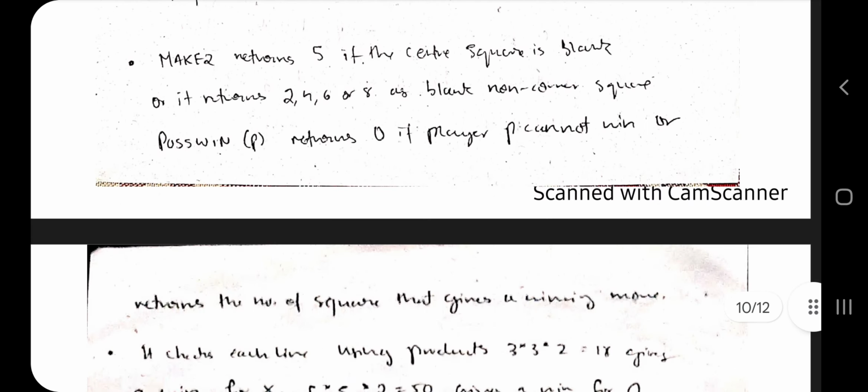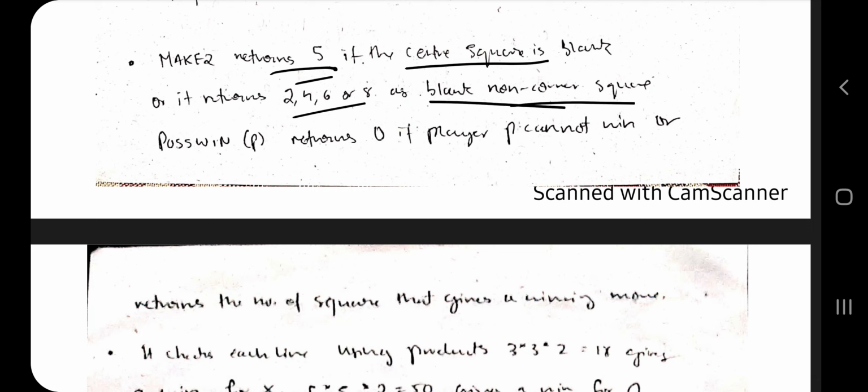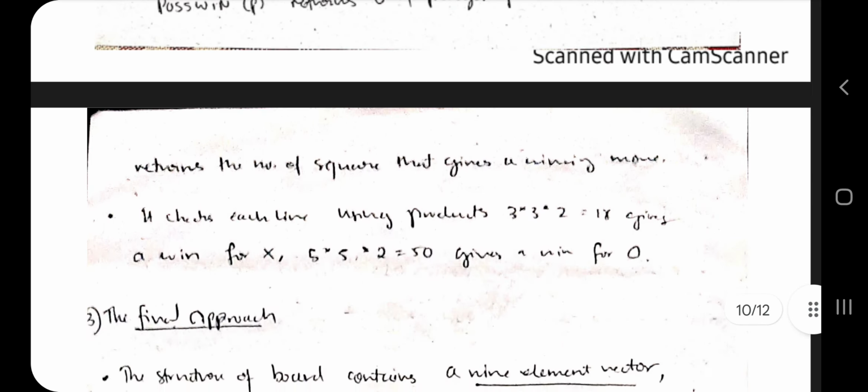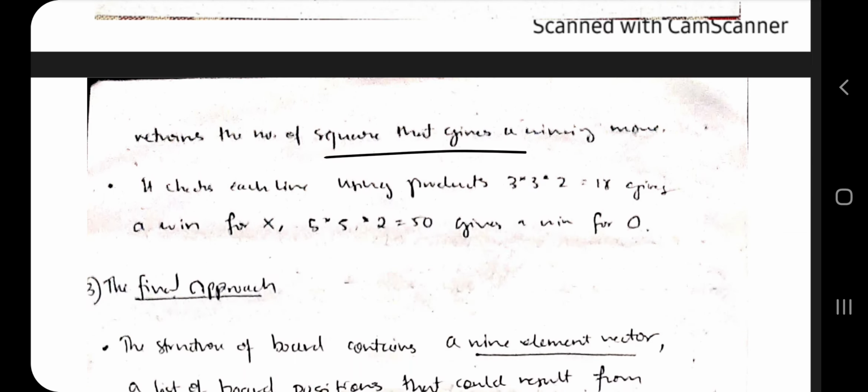By using these two, we can use a mathematical formula. For example, it returns 5 if the center square is blank. Whatever square is blank will be returned. If it is 2, 4, 6, 8, a blank non-corner square is returned, and possible returns 0 if the player cannot win, or else it returns the next square in which putting a mark we can win.